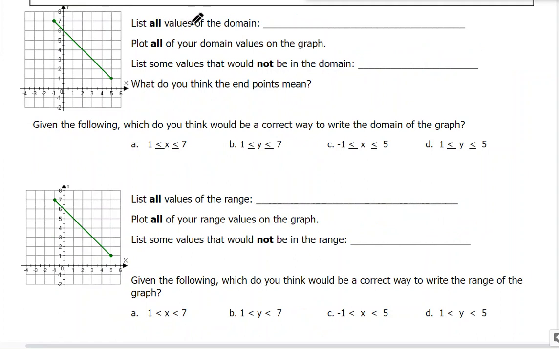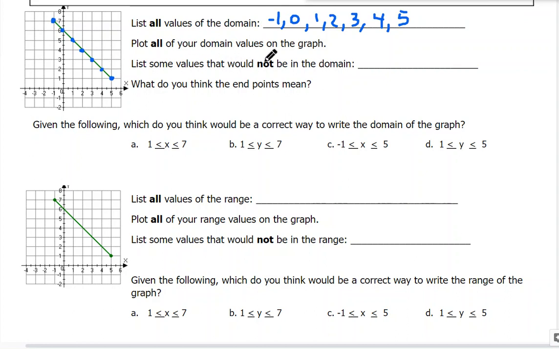This says list all values of the domain. I can see this line stops here because there's a point, and that point is on -1. So -1 would be a value. If I keep going, I can see a point at 0 on my x, a point at 1, a point at 2, a point at 3, a point at 4, and a point where the line ends with this dot, and that's at 5. So my domain has all these numbers: -1, 0, 1, 2, 3, 4, 5. And we plotted those points already.